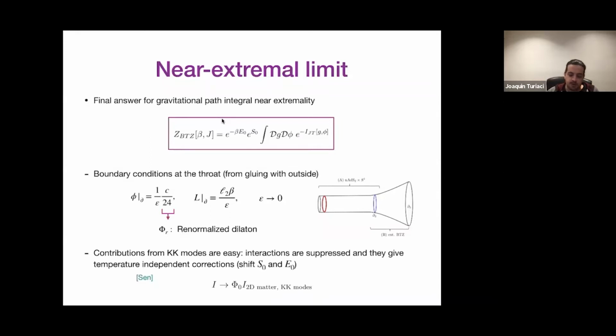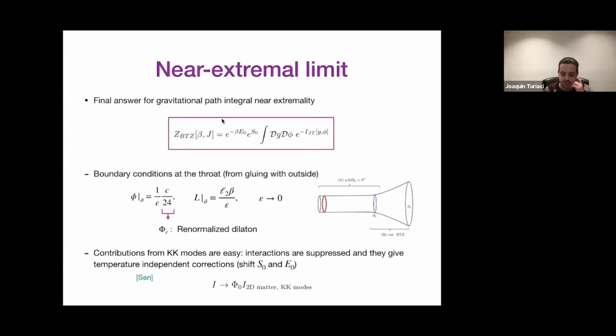And finally, when you integrate out these KK modes, you get something that is temperature independent and just renormalizes what you mean by S naught and E naught. This was computed by Sen in a million ways. And for example, S naught will have logarithmic corrections in the area. So S naught to leading order is the area, but you will have log area corrections that you can match with, well, not in this simple case, but in some examples with string theory, and you check that you get the right answer.